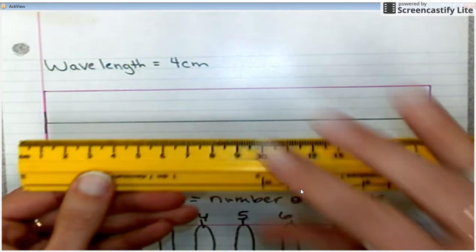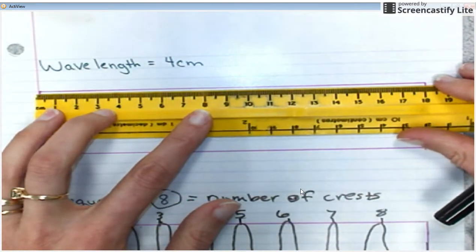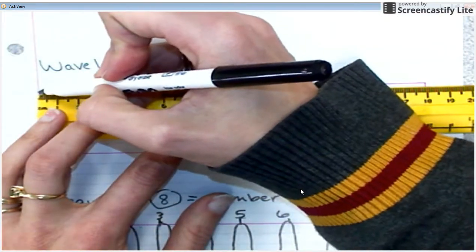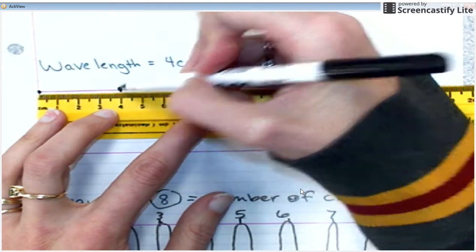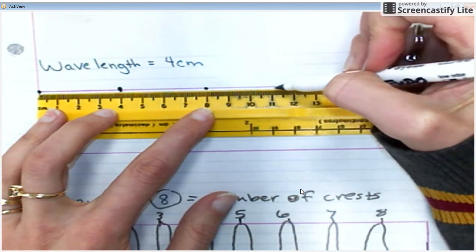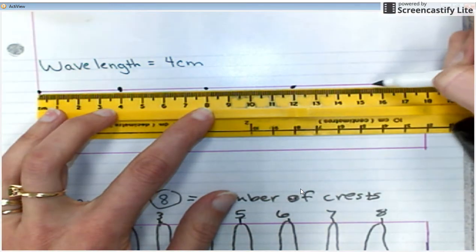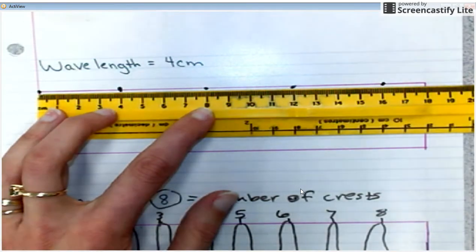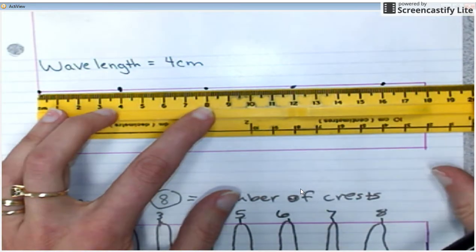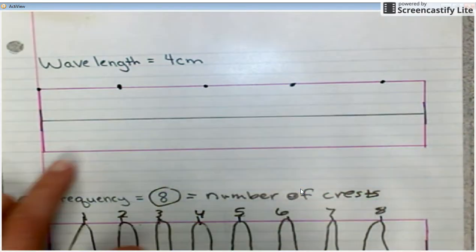So I'm going to get my ruler out. And I'm going to mark 4 centimeters. So I'm going to start with 0, and then 4, 8, 12, and then 16. I don't have the next one on here. 20 would be off the page, so we're just going to stop right there. And then we need to go down to the bottom.